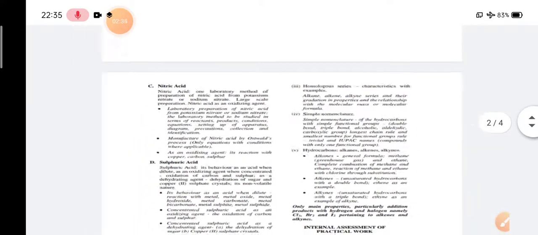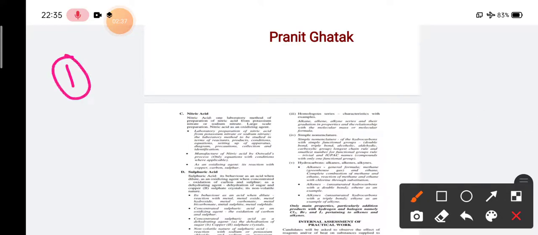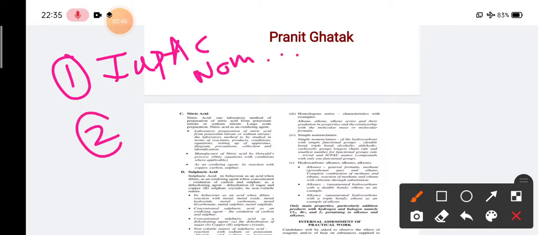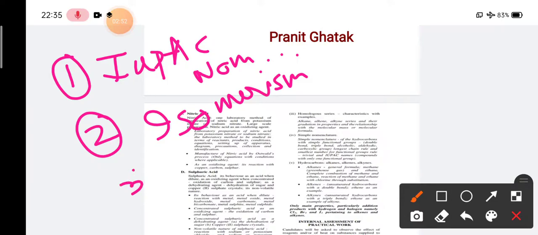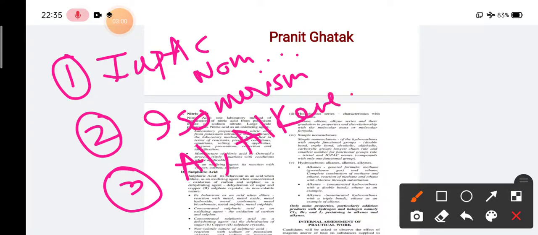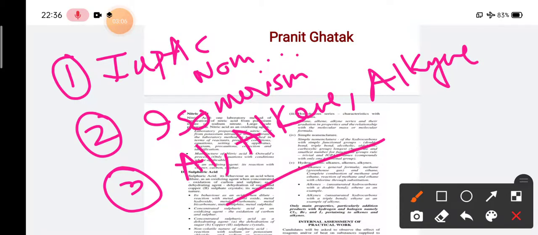This chapter mainly consists of 3 parts. Number 1 is IUPAC nomenclature. Number 2, isomerism. And number 3, the homologous series and some reactions of it, that is alkane and alkyne. Okay, so these 3 parts are important. I have already made a video on isomerism and on alkane and alkyne, about their properties and their behavior.